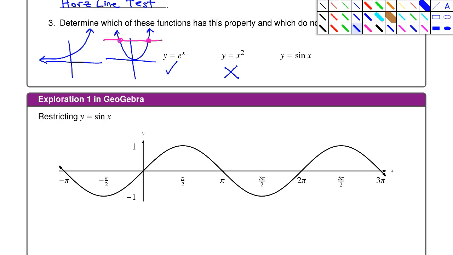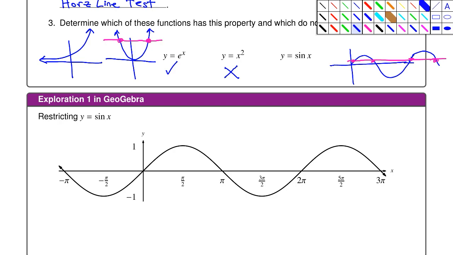If you look at exploration number 1 in GeoGebra, where you can find the link on the courses page, this exercise goes through and talks about how this is not a 1-to-1 function because it's sinusoidal, it's always repeating. For example, right here, there are several points where a horizontal line goes through the sine curve. But we do want to be able to find the inverse sine function to help us do some things in trigonometry.